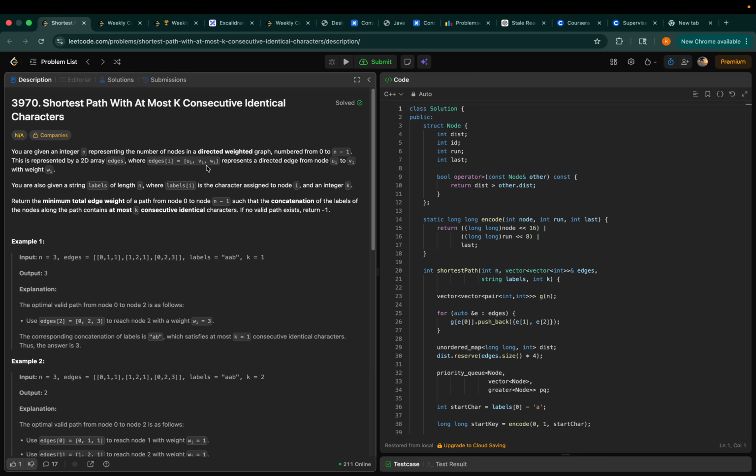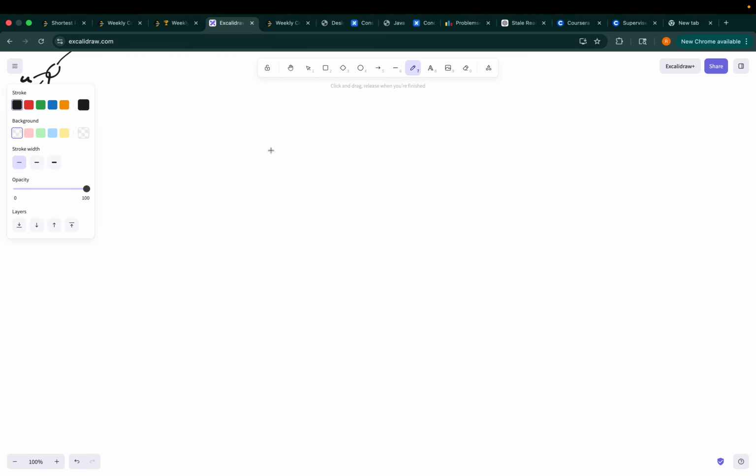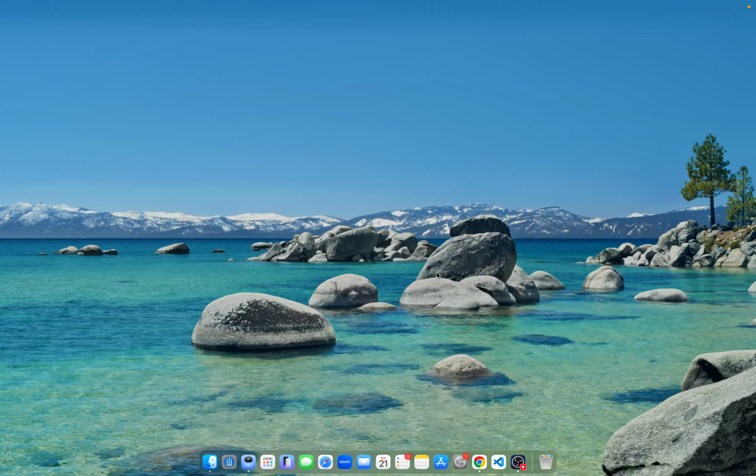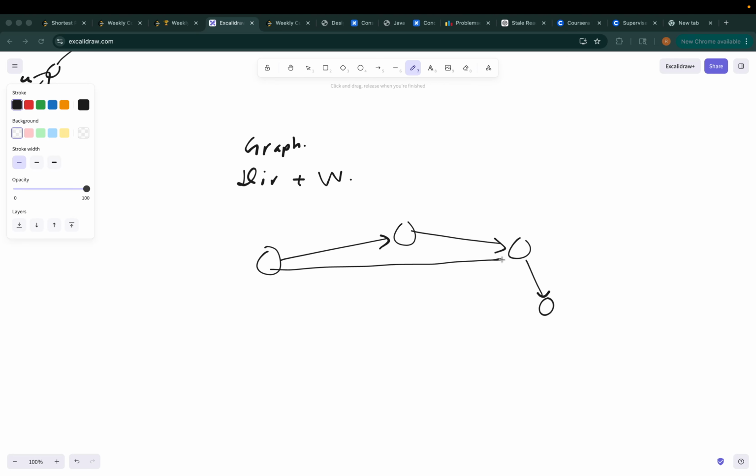So the problem. I'll just explain the problem first. Basically, you are given a graph. We are given a graph which is directed plus weighted. Now, let's say your graph looks like this.